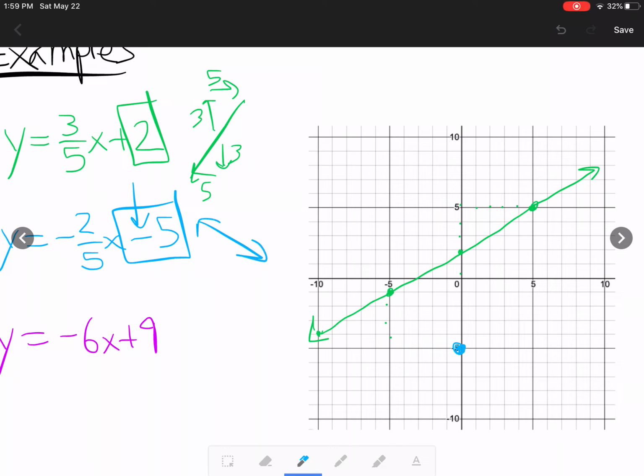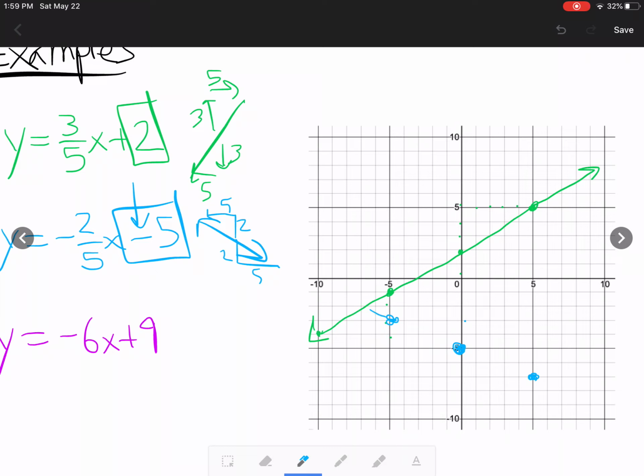And so I have two options. I can go up 2 over 5 like this, or I go down 2 over 5 like that. So just for good practice, I'll show you both. So we can go up 2, and then over 5. That's one. Go down 2 over 5 to get the other.